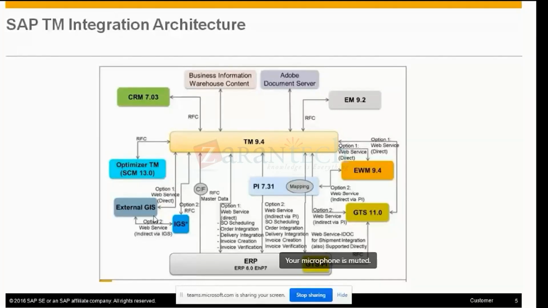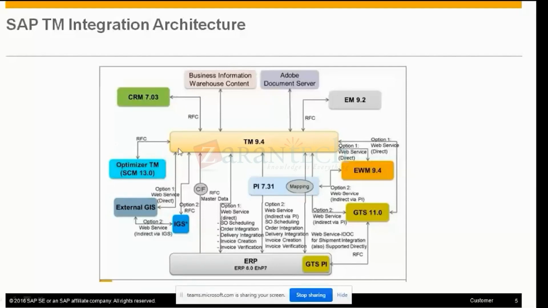But if you are using a GIS, like Nokia or another service provider, you need to buy a server or license to interact with them. In case you are using a GIS, the integration can be done through web services directly, or if you want indirect communication, you have to do it via IGS, and that IGS talks with TM using RFC. IGS would be an integrated geographical system or indirect geographical system.